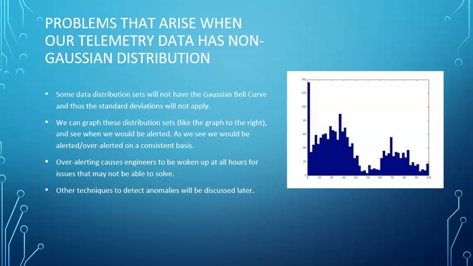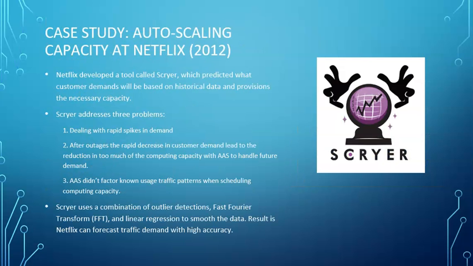But first, we're going to look really quickly at the case study for Netflix on auto-scaling capability. Netflix developed a tool called Scryer, which predicted the demand that customers would need, based on the historical data they had gathered. It addressed three main problems. The first was dealing with rapid spikes in demand, because the system could already predict that. It would know, for example, that Black Friday would need more capacity than, say, a Tuesday at 10 p.m.